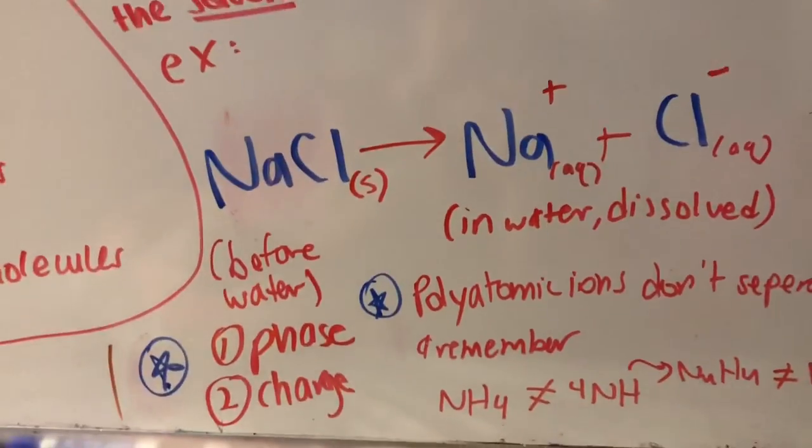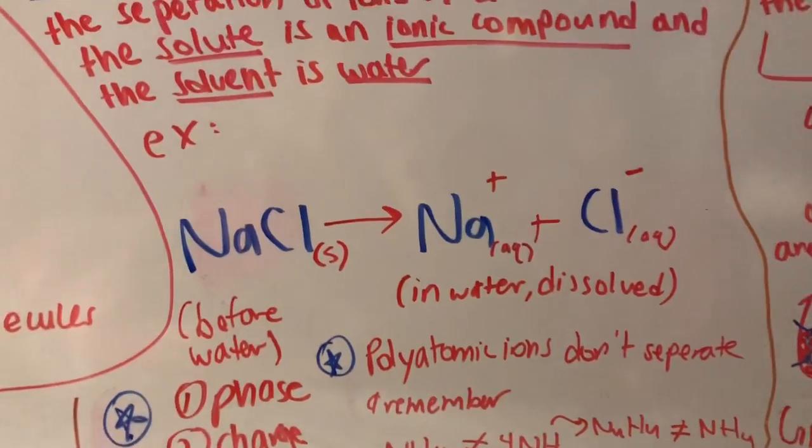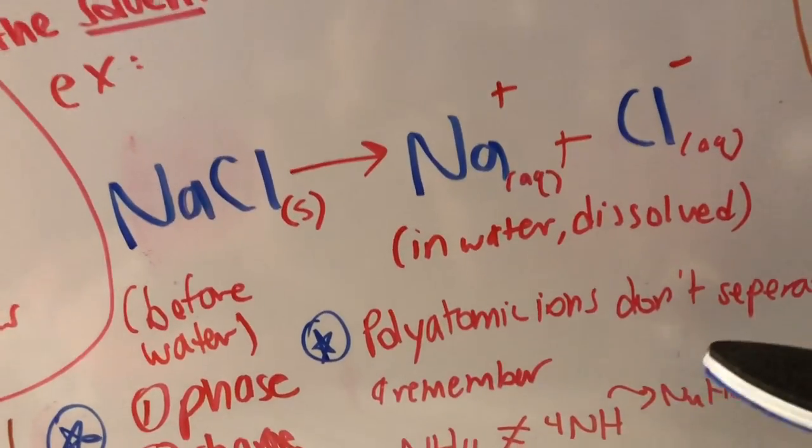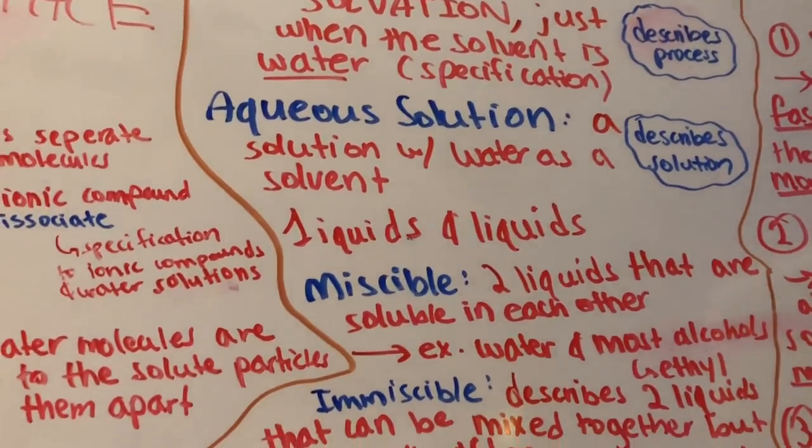There are three things that you have to remember. One is the phases, like these little subscripts in parentheses: S is for solid, G is for gas, L is for liquid, and AQ is for aqueous. And as we said before, we know an aqueous solution is a solution with water as a solvent.